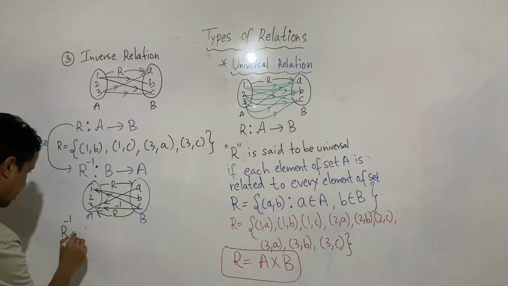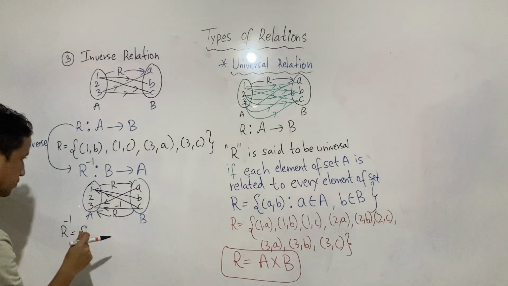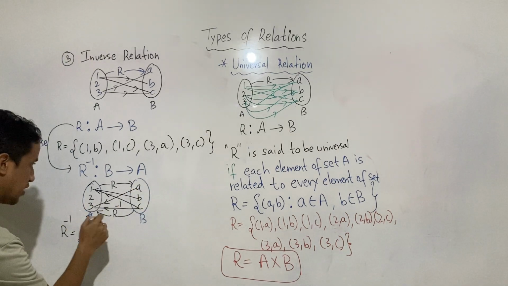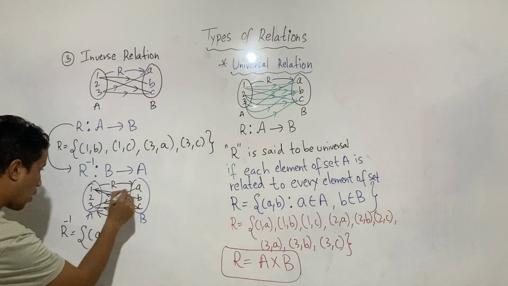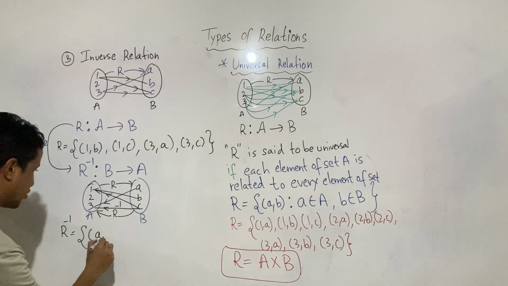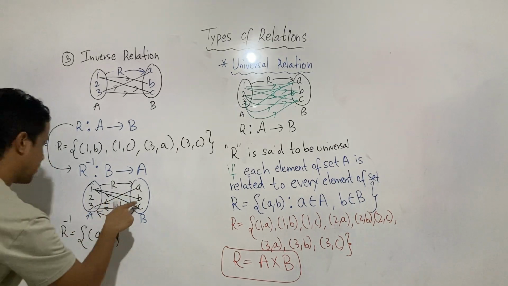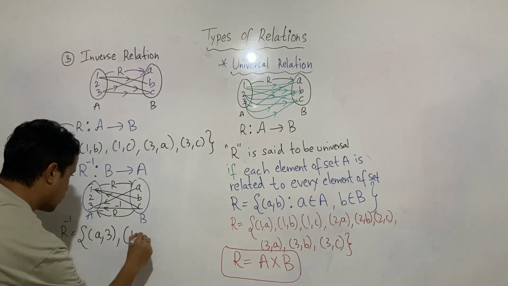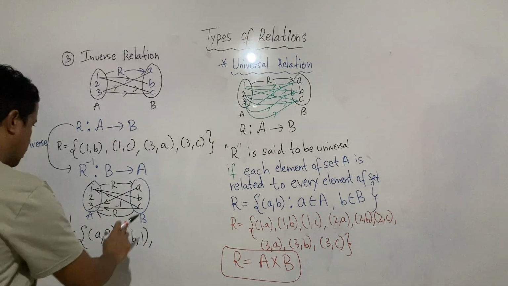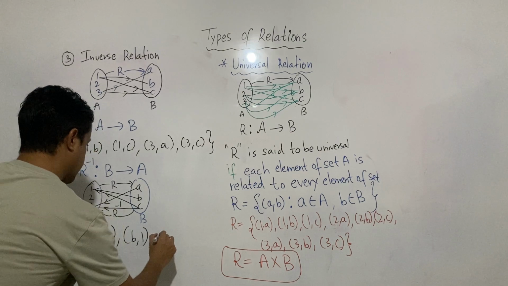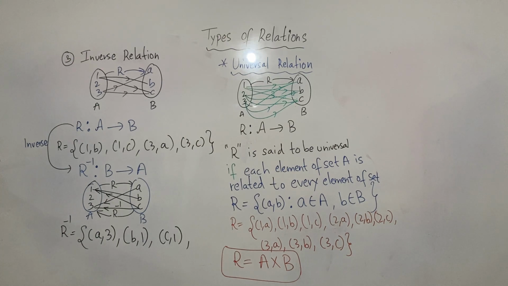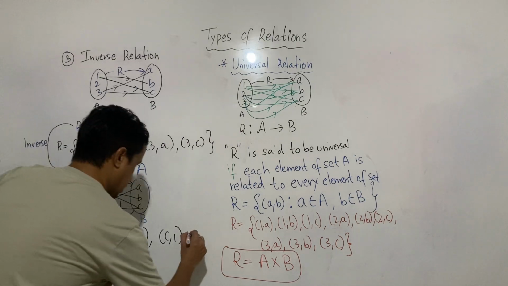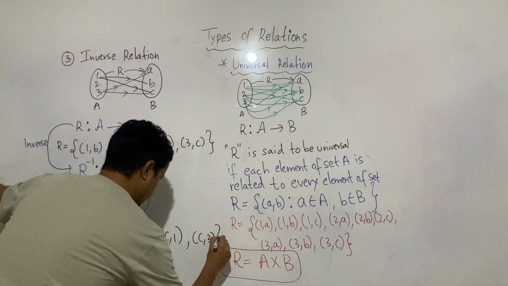Okay, so what's going to be R inverse? It's going to be A3, right? Then B1, then C1, right? B1, C1 and C3. C3.